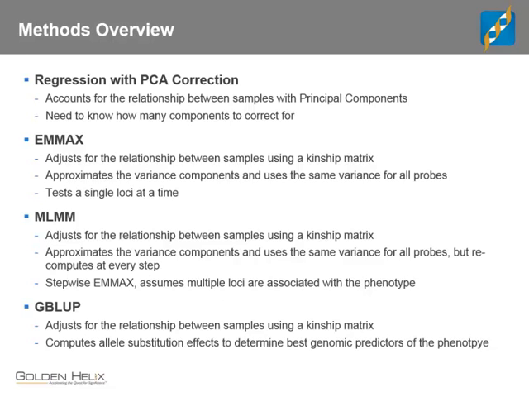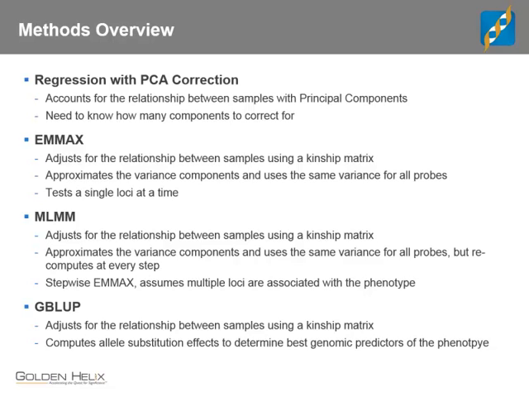MLMM also adjusts for the relationship between samples using a kinship matrix. This algorithm methodically chooses the additional loci to include in the model. It is a stepwise EmmaX method. The assumption is that multiple loci are associated with the phenotype.